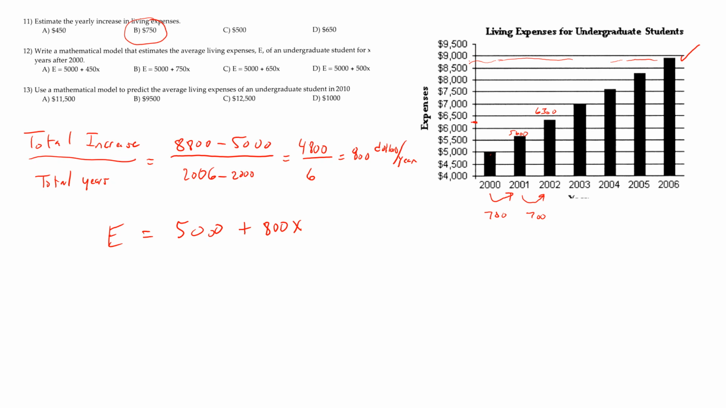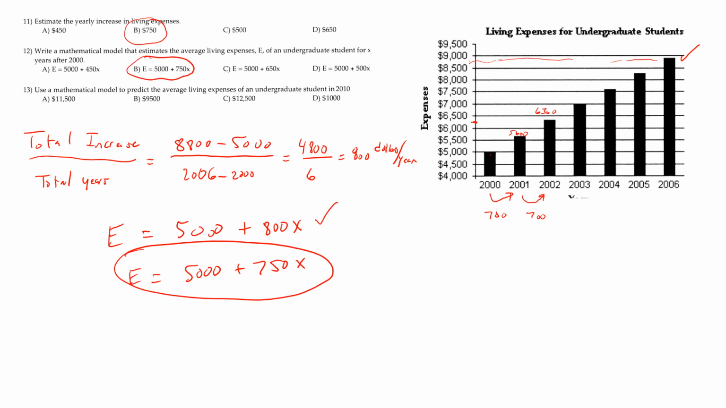Again, how did I get this equation? Well, 5,000 is the starting point at 2000, and then from then we expect expenses to increase by 800 per year, and X is the number of years since 2000. That, using the 800, would be my equation. But if I use the estimate from number 11, the estimate was 750. And so this will be the choice, which looks like it's B. And that's number 12.